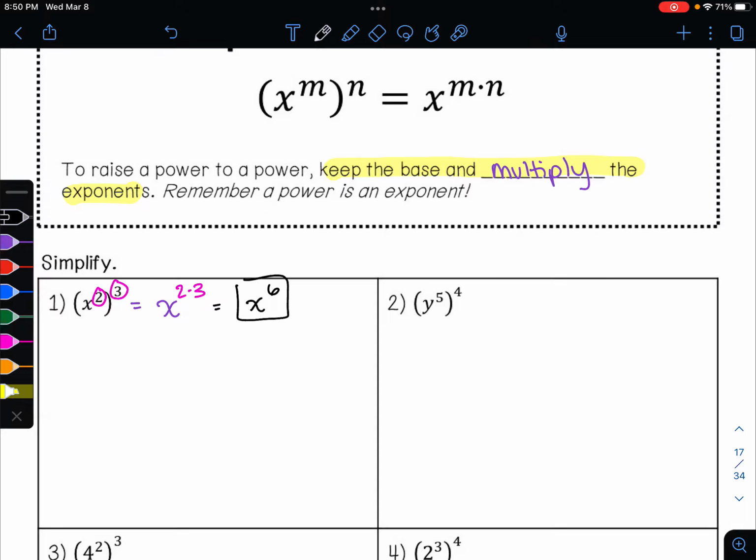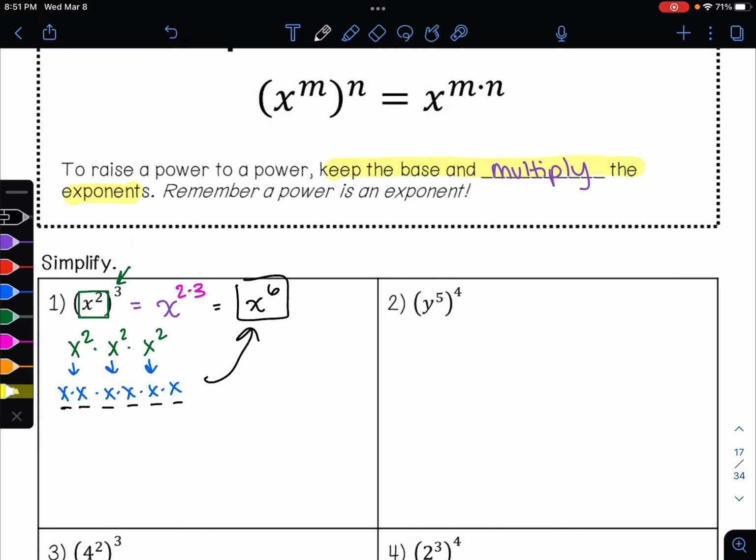Let me show you why this works. When we look at our original problem, let me erase this to show you. Here we have x squared being raised to the 3rd power. So that means I have x squared being multiplied together 3 times. And we know that x squared really means x times x. So this x squared also means x times x, and this x squared also means x times x. So I have 1, 2, 3, 4, 5, 6 x's. That is why this works.